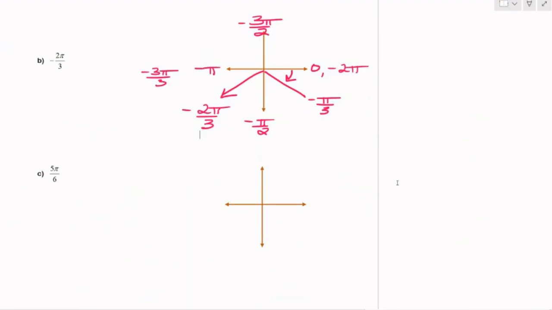Okay, hit pause and try this one on your own. Did you get it? Let's see. So this is 6 pi over 6, and this is 12 pi over 6. So then 5 pi over 6 has to be in quadrant 1 because it's one less than this.